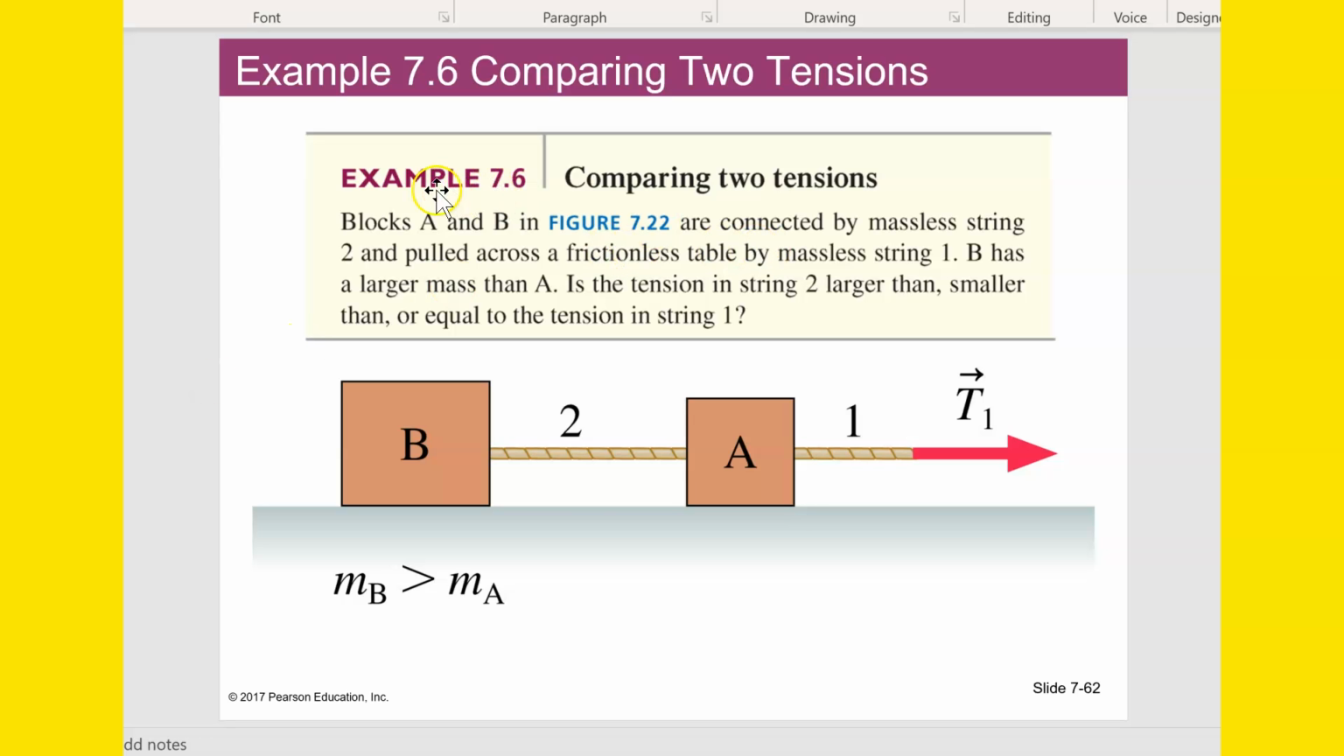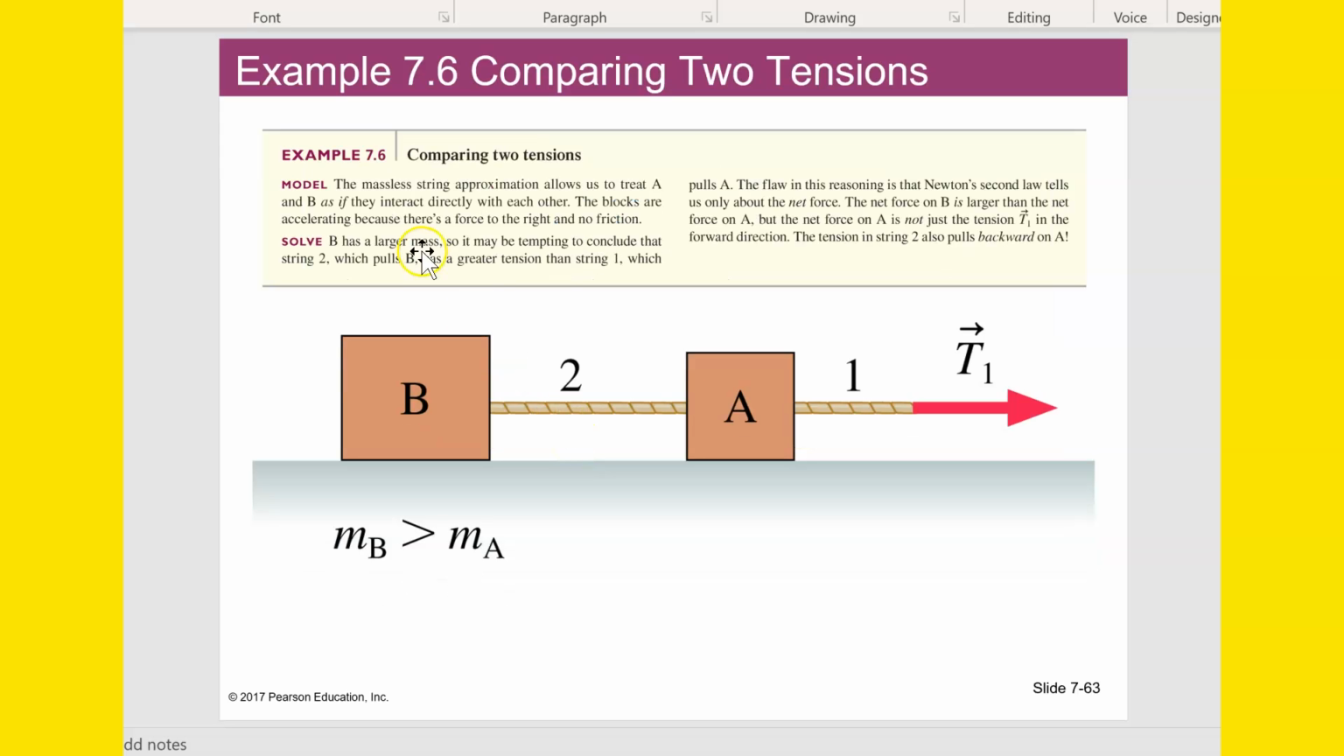Compare two tensions. Blocks A and B are connected by a massless string 2 and pulled across a frictionless table by a massless string 1. B has a larger mass than A. Is the tension in string 2 larger than, smaller than, or equal to the tension in string 1? This is a problem just like we just did in that quick check. It's the exact same thing. We already know the answer is going to be the tension in string 1 is bigger than the tension in string 2. So let's just read the explanation from the publisher.